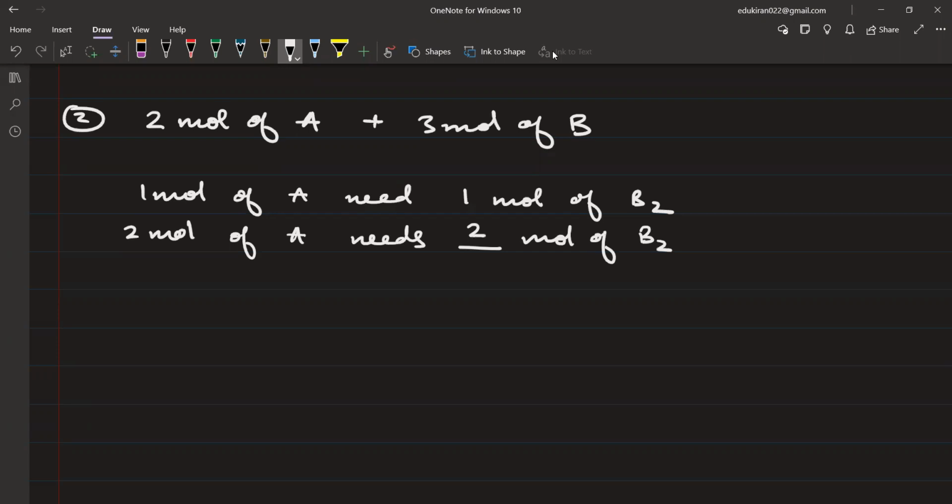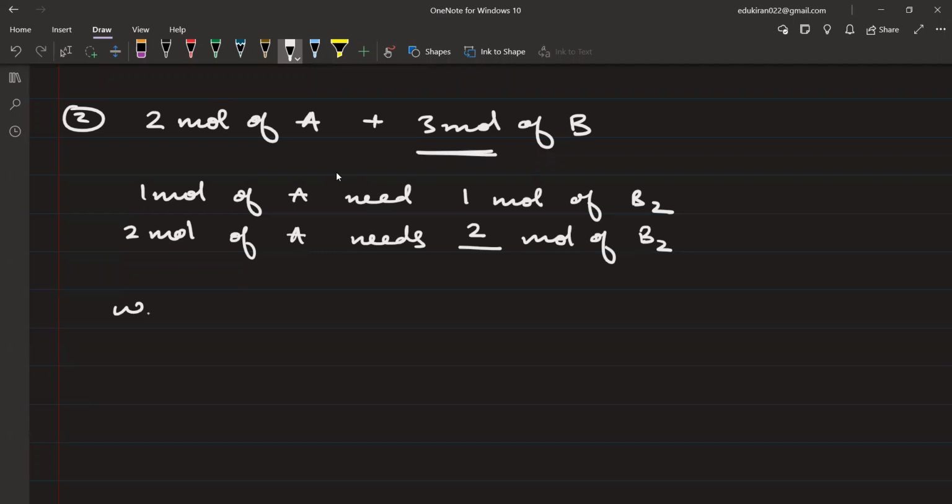Okay. Now, what do we have? More than needed or less than needed? Tell me about B2. B2 is more than needed, right? So we have 3 moles and required is 2 moles. They have written here 3 mole of B, but you will assume it to be molecules of B only. Is that clear?